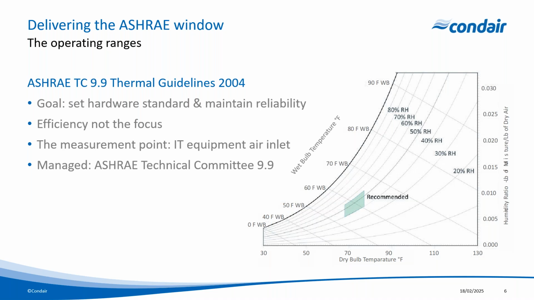So in 2004, the first revision of the guidelines was released, with the goal of really setting a standard for aligning ITE manufacturers to maintain equipment reliability. And power and efficiency were not really a focus at this time. So you can see here on the psychrometric chart that the initial recommended range for the equipment is quite small, at 68 to 77 degrees Fahrenheit and a relative humidity of 40 to 55%.